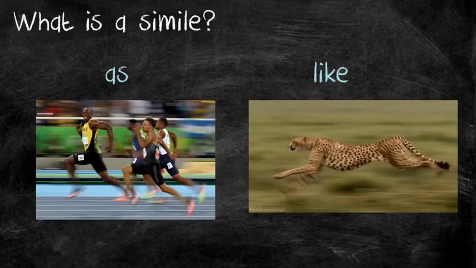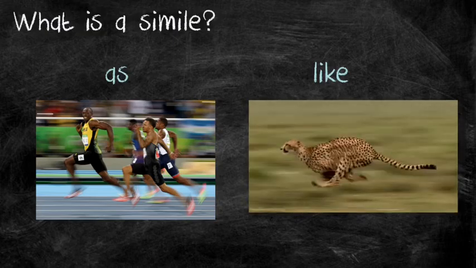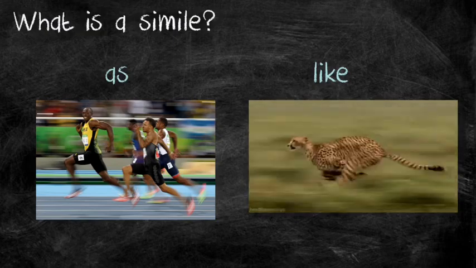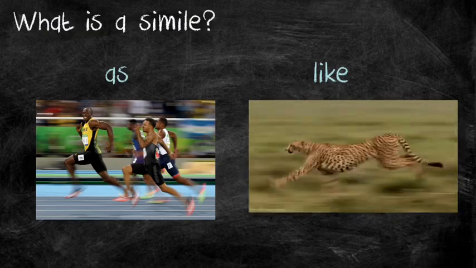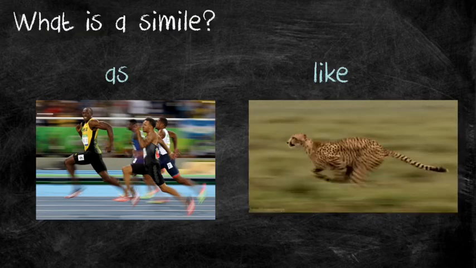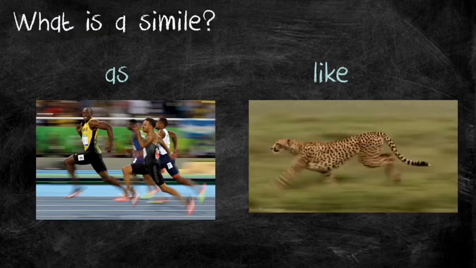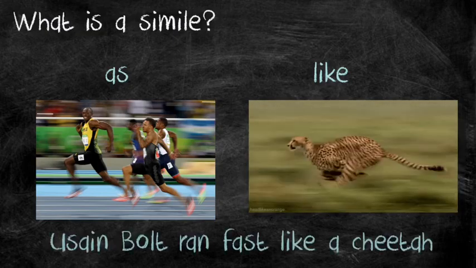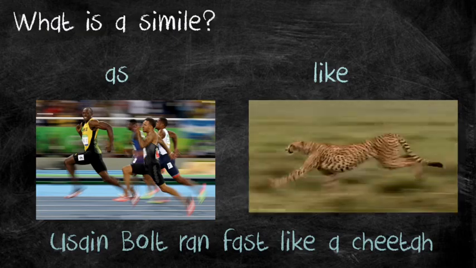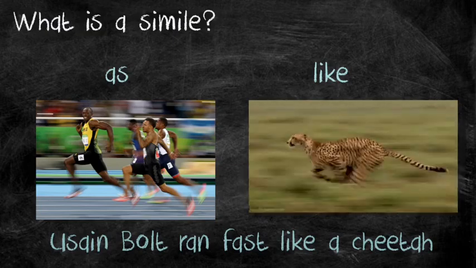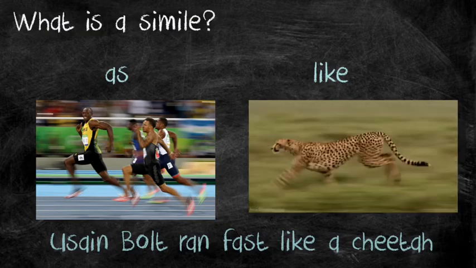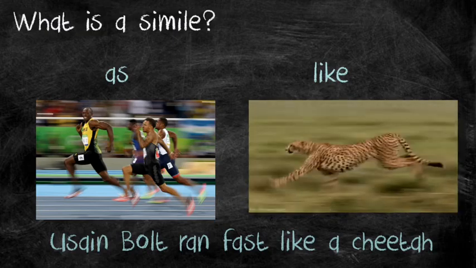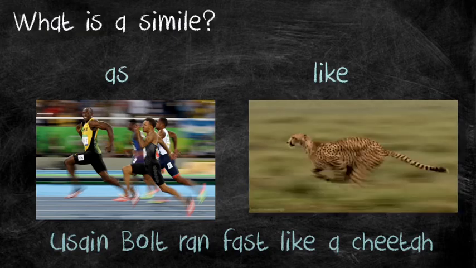Now let's imagine I want to do the same thing for my new sentence. So I'm going to describe Usain Bolt and I'm going to describe his running style as being just like this cheetah here at the side. And because I've already used the word as, my word that I'm going to focus on this time is like. In this sentence you can see, Usain Bolt ran fast like a cheetah. So I'm still describing his running style as being like something else. So Usain Bolt ran fast like a cheetah.